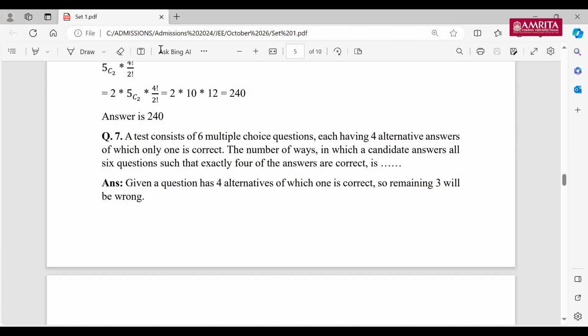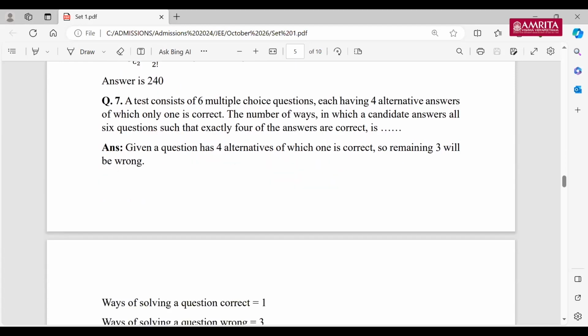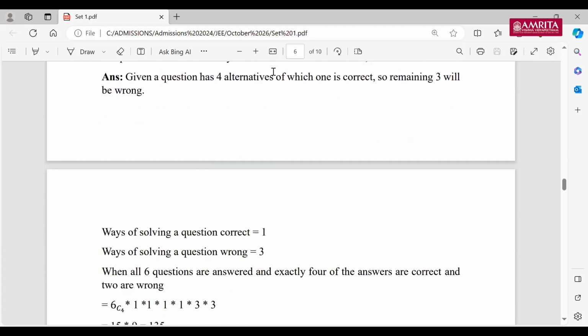Because I am having a question, but each question is having 4 options, of which one is correct and the remaining 3 are wrong. Think in that way and then start solving the question. Yes, I think we'll start answering it. So yes, we'll start with analyzing how a question will be.